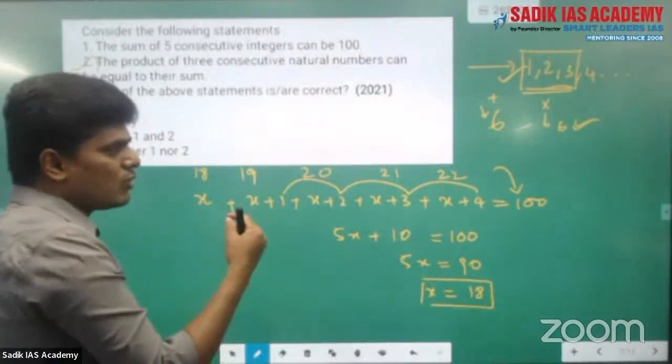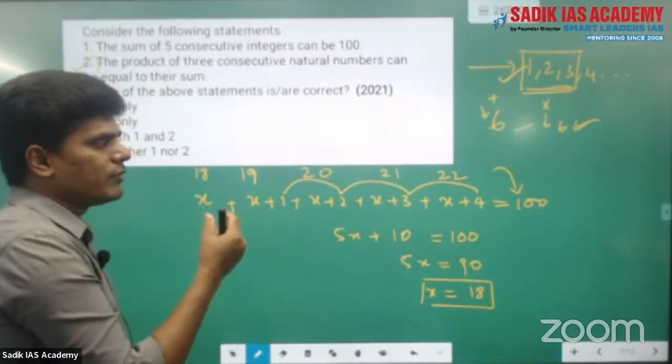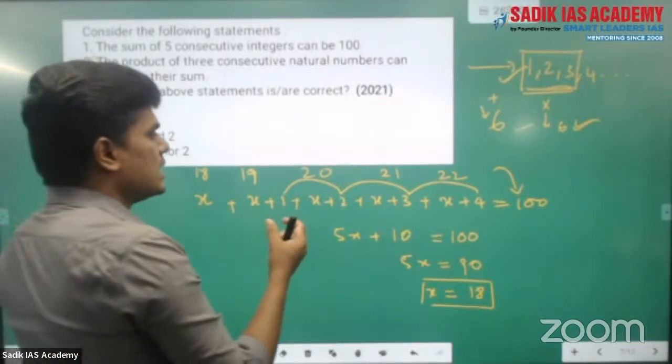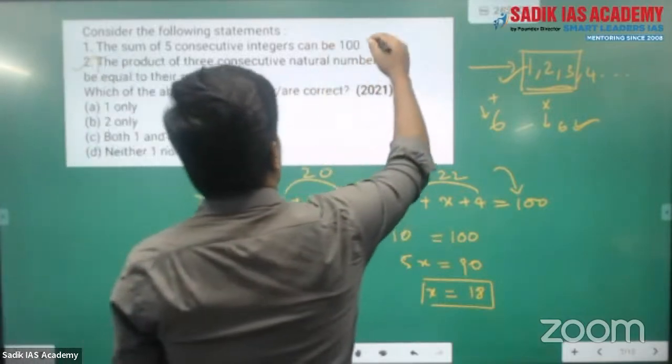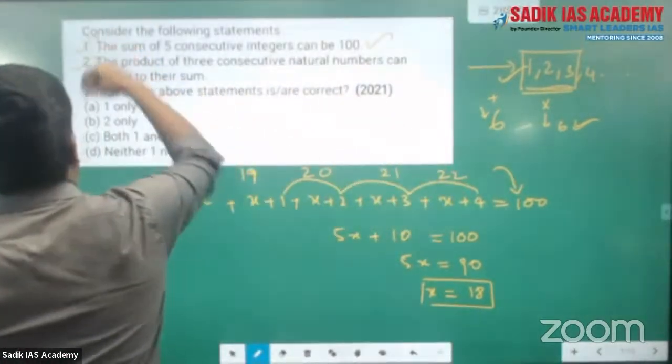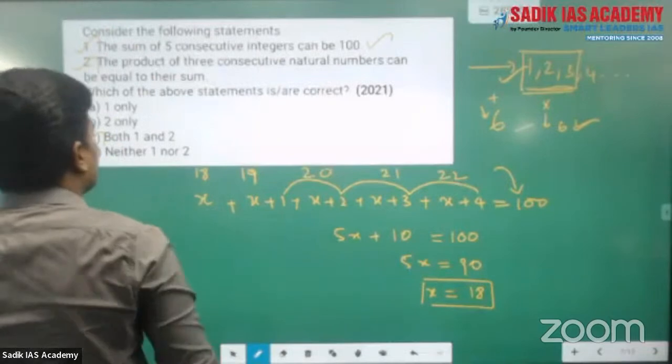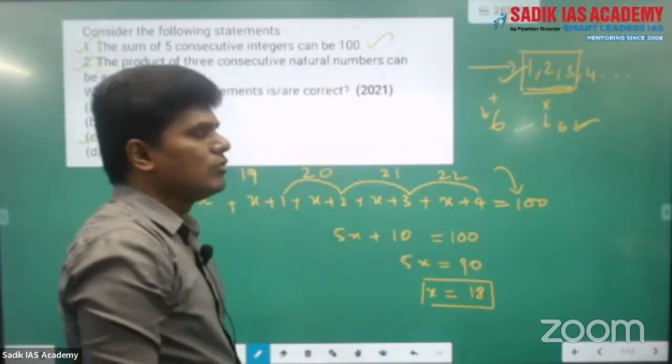So I am able to find one set of 5 consecutive integers satisfying this condition. Therefore, this is also true. This is also true. Therefore, the option is both. Both 1 and 2 are true.